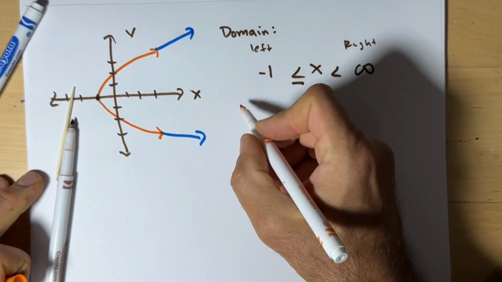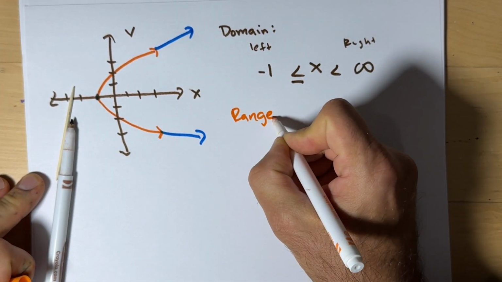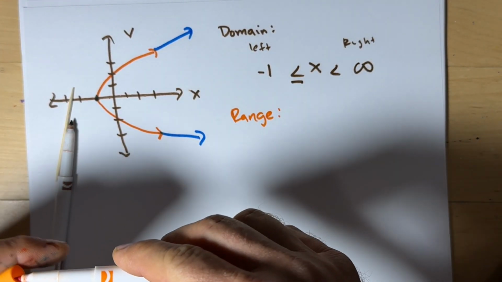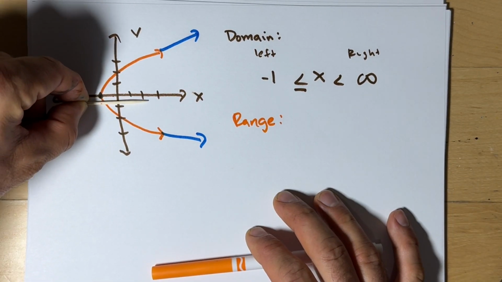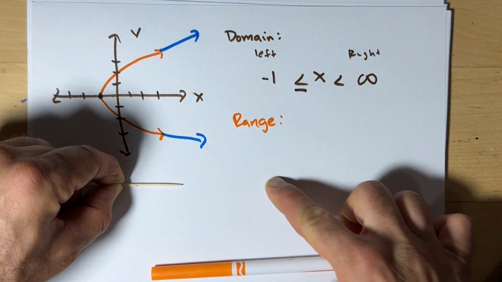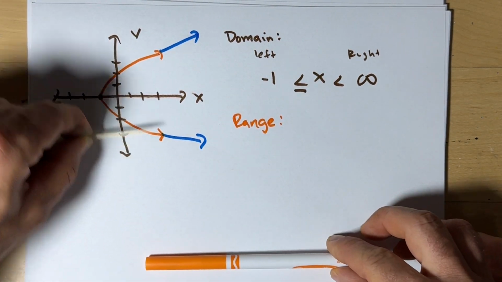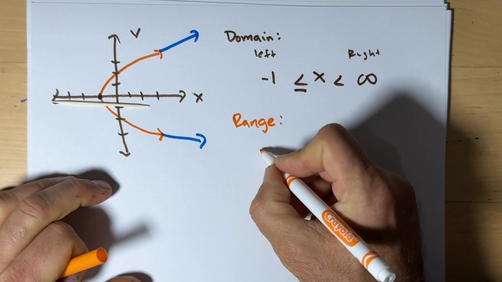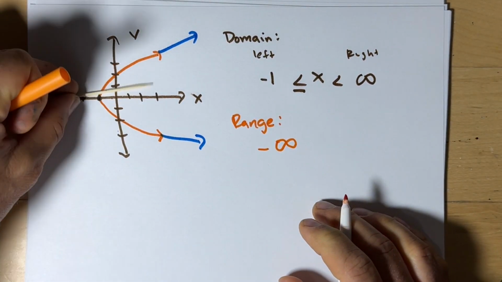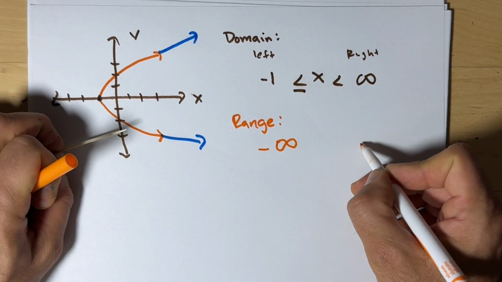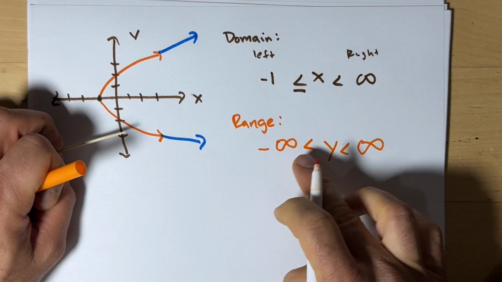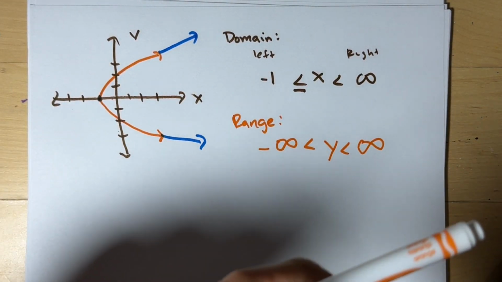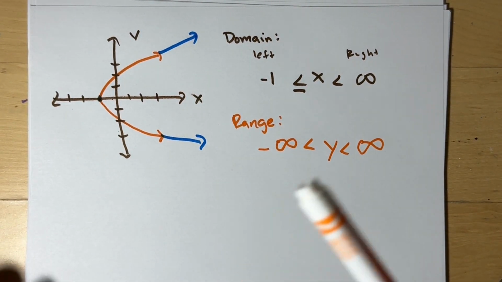For range, we now talk about going from the bottom. You can start in the middle of your graph, and this keeps going down infinitely, so negative infinity. It also keeps going up infinitely. And infinity never has the equal sign. That's the basics for domain and range.